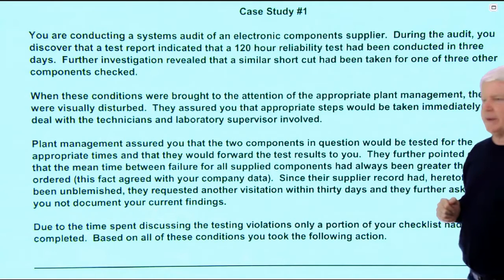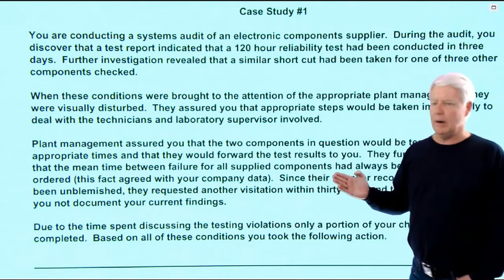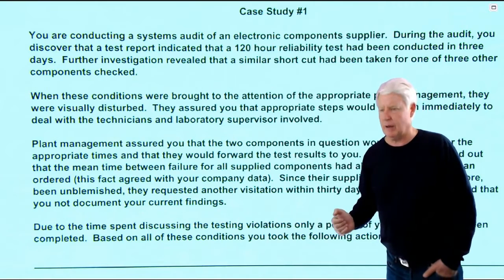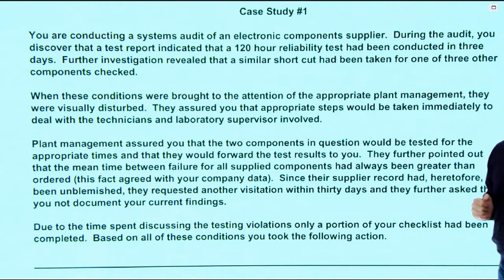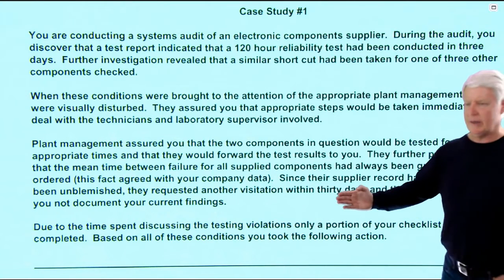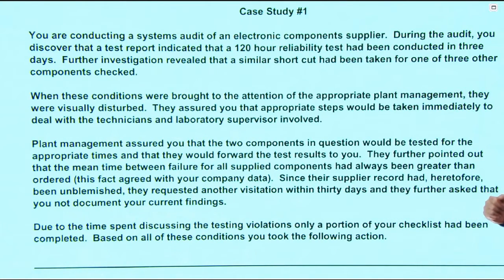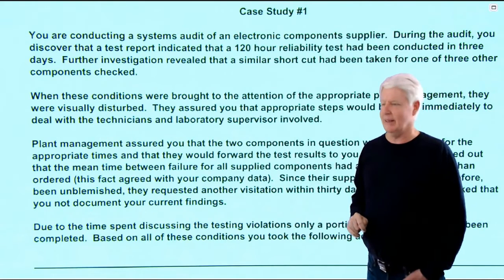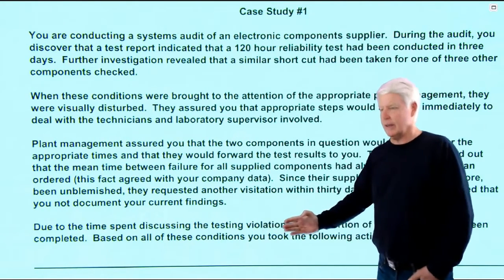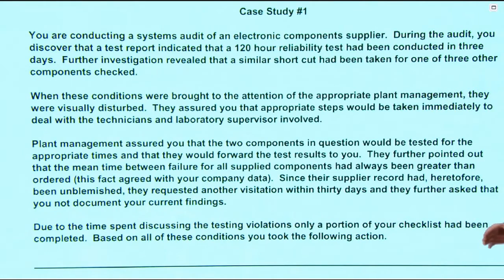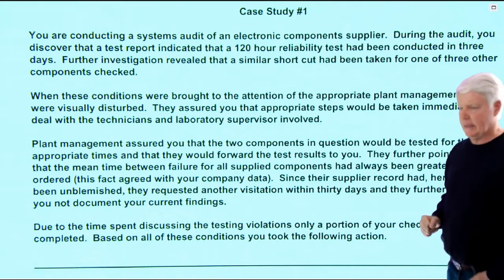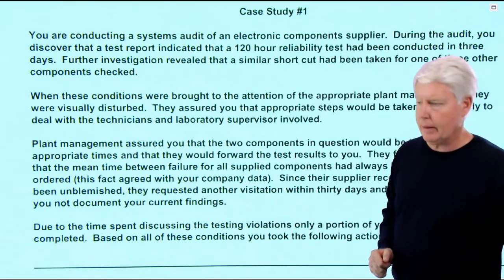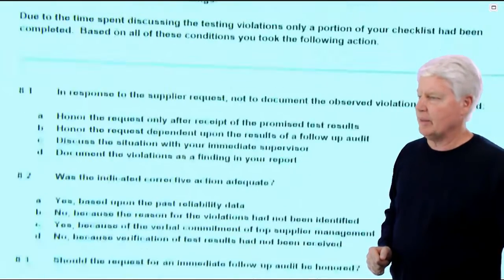They further pointed out that the time between failure for all supplied components had always been greater than ordered. This fact agreed with your company data that you have collected. Since their supplier record had heretofore been unblemished, they requested another visitation within 30 days, and they further asked that you do not document your current findings. Okay? Well, that's not going to happen. You have to write all the findings down. Due to the time spent discussing the testing violations, only a portion of your checklist had been completed. Based on all these conditions, you took the following action. Okay? And here we go. Now they're going to ask us a bunch of questions on that.